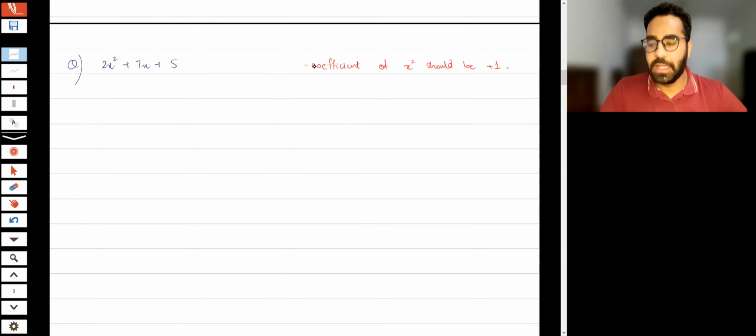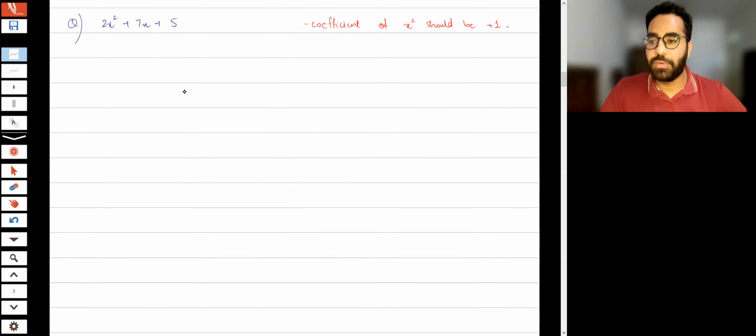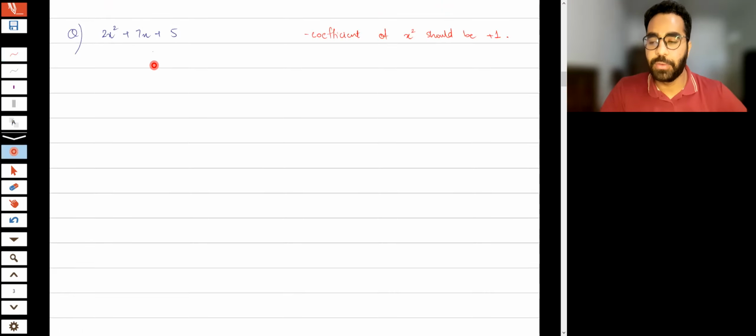Okay. Let's take another question over here. I have 2x squared plus 7x plus 5. Again, I have to convert this into complete square form. Just remember one thing, whenever you're converting your general quadratic equation into complete square form, your coefficient of x squared has to be +1, okay? Over here, my coefficient of x squared is 2. So yes, I'm going to take 2 as common from it first.